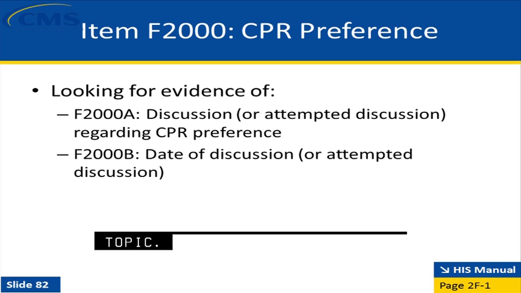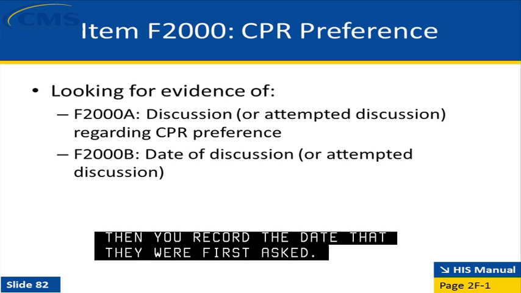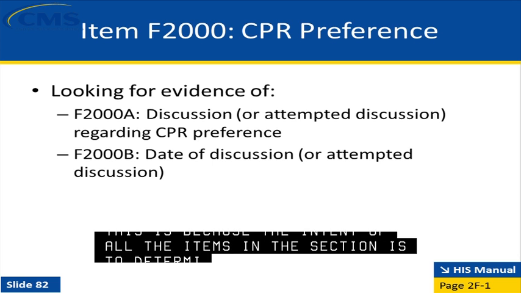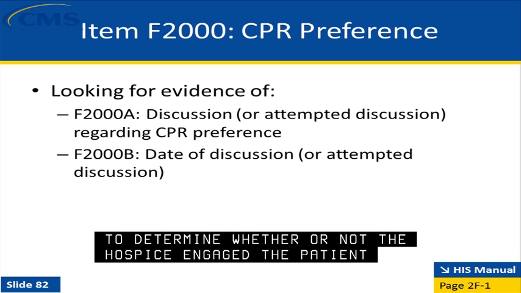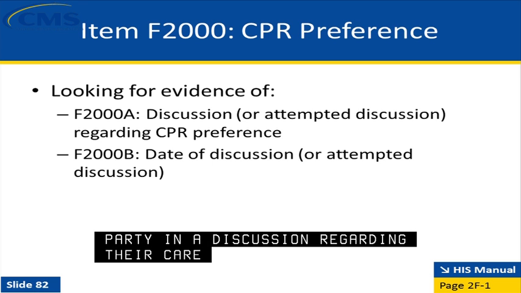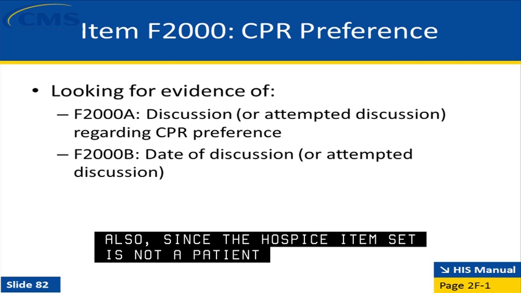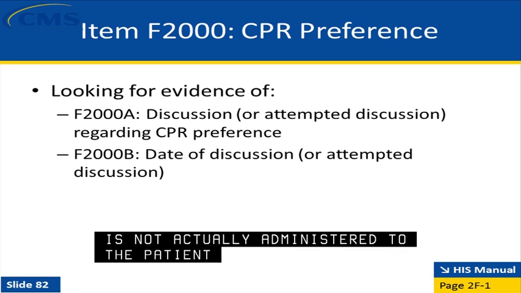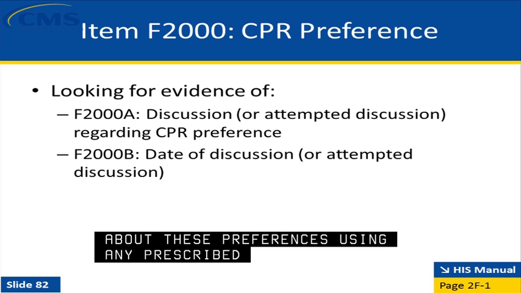And this is because the intent of all the items in this section is to determine whether or not the hospice engaged the patient and/or caregivers or responsible party in a discussion regarding their care preferences. Also, since the hospice item set is not a patient assessment and is not actually administered to the patient, the hospice does not have to ask the patient about these preferences using any prescribed language or certainly not the exact items on the hospice item set.